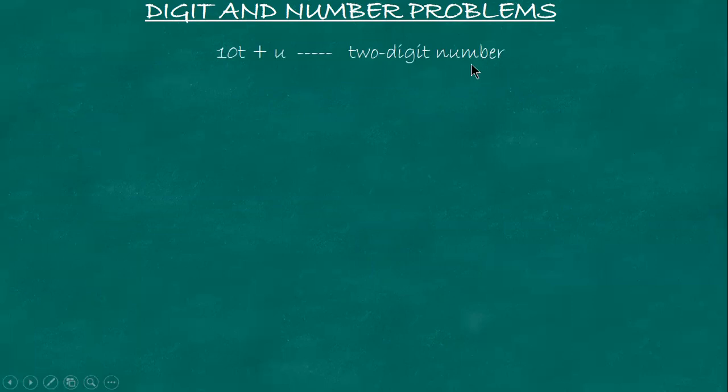If it's a 2-digit number, it is 10 times t plus u. Like 23, the tens digit is 2 and the units digit is 3. You can't just do 2 plus 3; instead, 10 times 2 is 20, plus 3, that's 23. For a 3-digit number, it's 100h plus 10t plus u.